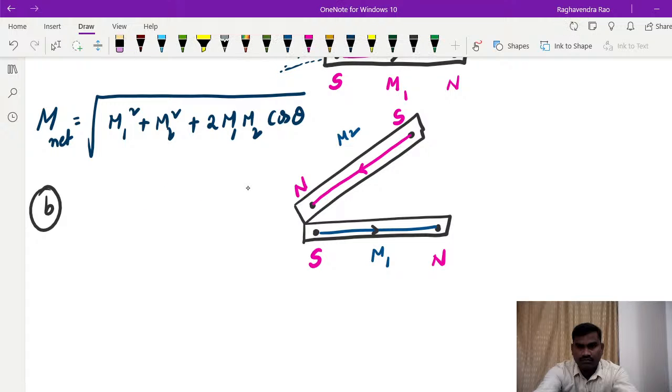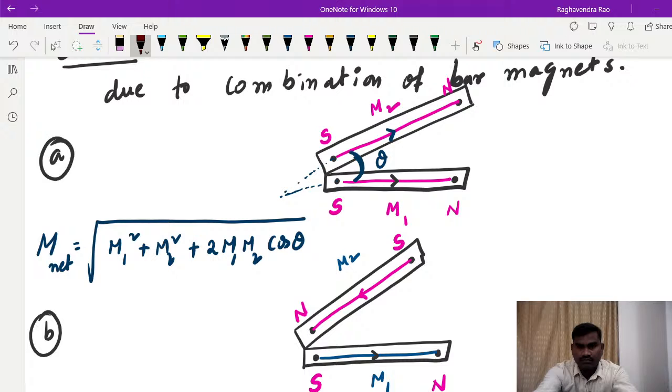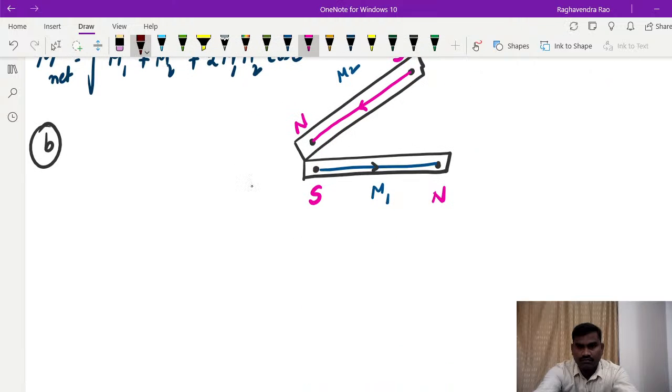So in the first case, this is the tail of a vector and this is also the tail of a vector, so the angle between them is theta. Now in this case, if you are extending this magnetic moment like this, this is M2. Now what is M1? This is M1. Now this will be the angle between these two. That means this will be 180 minus theta if you have taken this as theta.